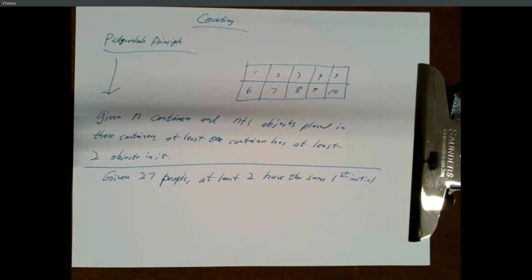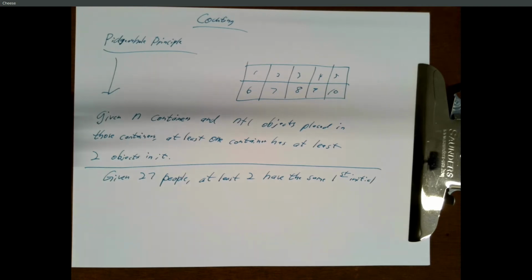Given 27 people whose names are made up from our standard alphabet, A through Z, at least 2 of them have the same first initial. So when I'm grading papers and I have 30 people in the class and I'm alphabetizing, at least 2 people are going to have the same first initial. And how do we get that from the pigeonhole principle?